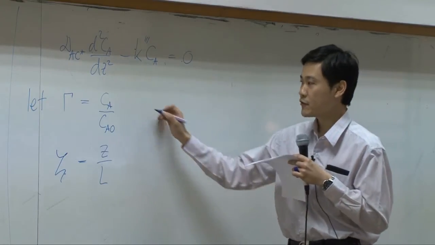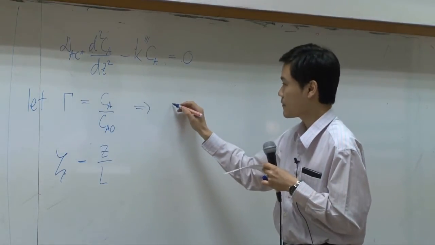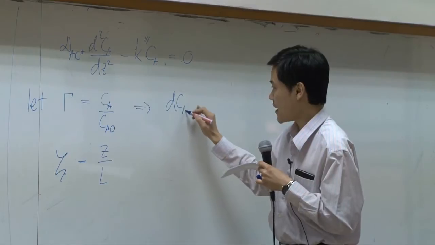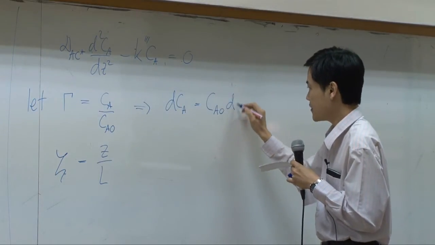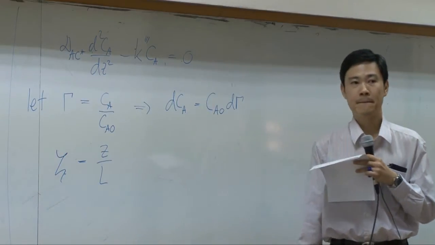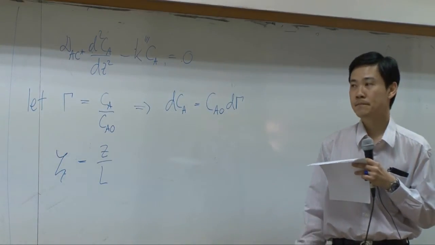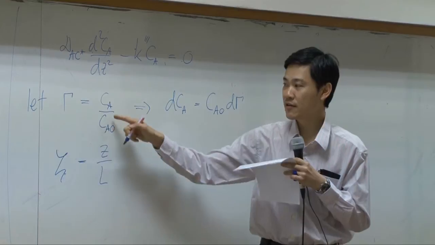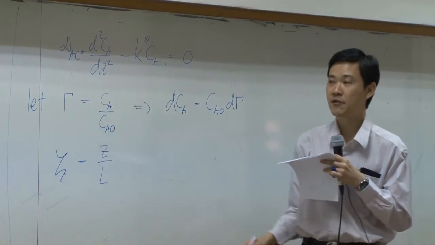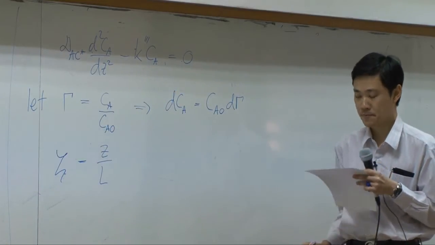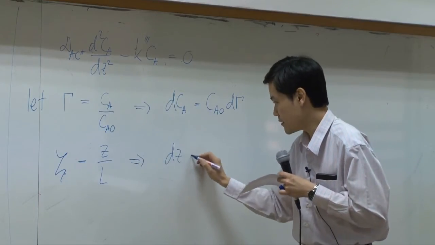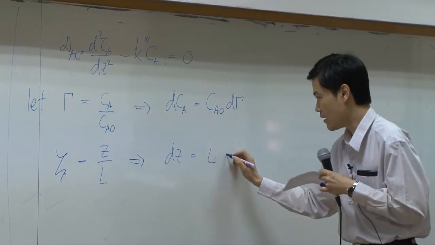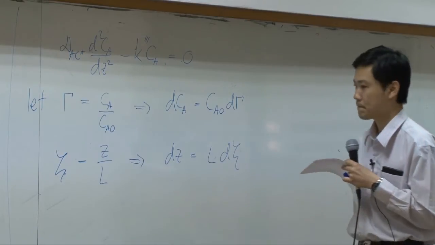In this case, if you take differentiation, you will have dCa equal to Ca0 d gamma. Right? Take differentiation. This one is constant. You can take it out from differentiation. You get this equation. From this part, you have dz equal to L d psi.